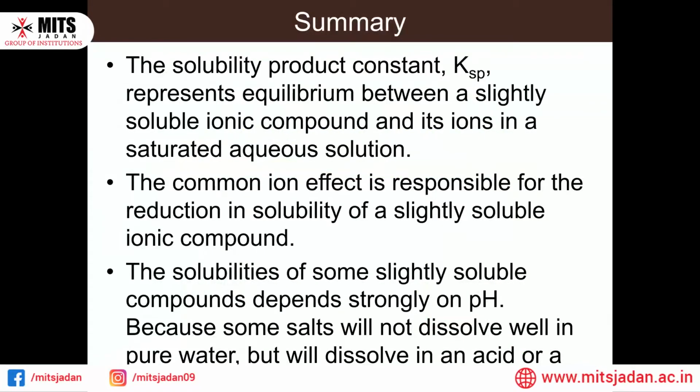Finally, we come to the summary of this presentation. The solubility product constant Ksp represents equilibrium between a slightly soluble ionic compound and its ions in a saturated aqueous solution. The common ion effect is responsible for the reduction in solubility of a slightly soluble ionic compound. The solubilities of some slightly soluble compounds depend strongly on pH, because some salts will not dissolve well in pure water but will dissolve in an acid or a base.